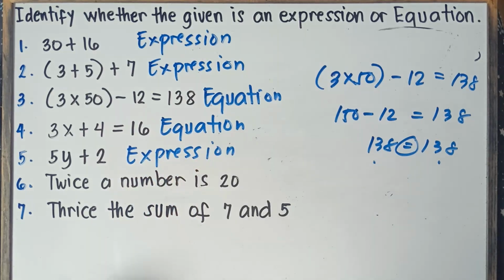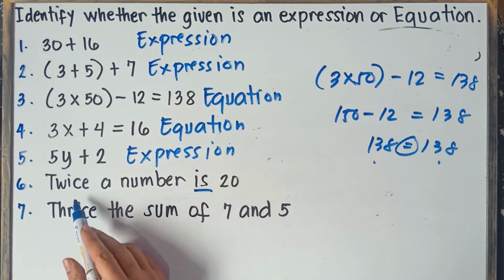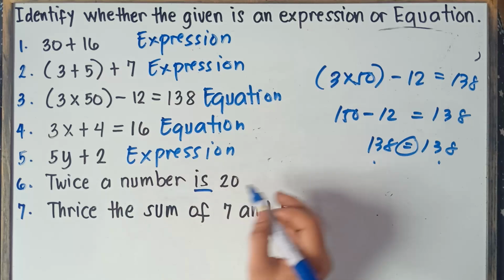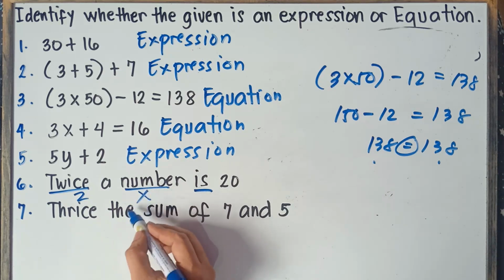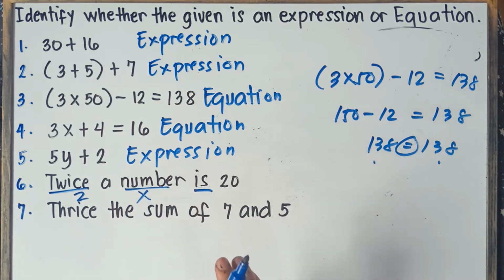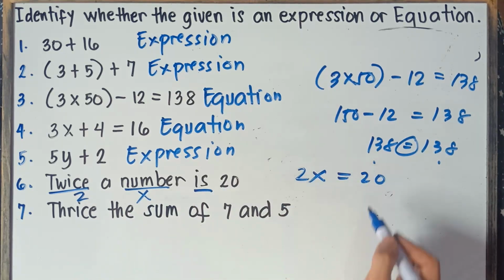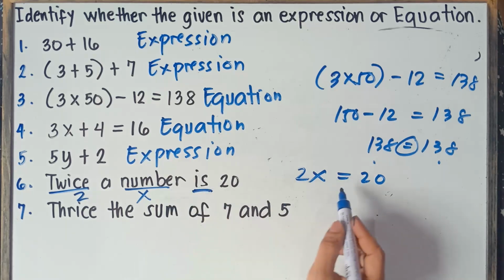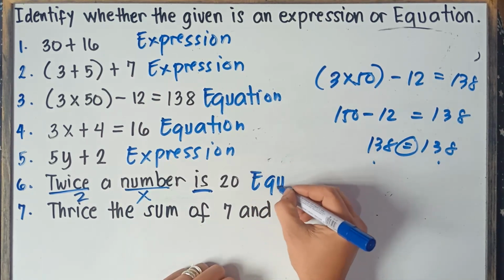Alright, so example number 6, twice a number is 20. Once again, class, this word is in a mathematical equation, there will be an equal sign. So we can write this one by translating verbal phrases into a mathematical equation. Twice a number, so there will be 2x. Twice means 2 times, and a number will be x. You can have a number n, any letter, y, or we can have x. So twice a number, 2x is 20. So 2x equals 20. You have this word is, it means equal sign. So therefore, this is an equation.